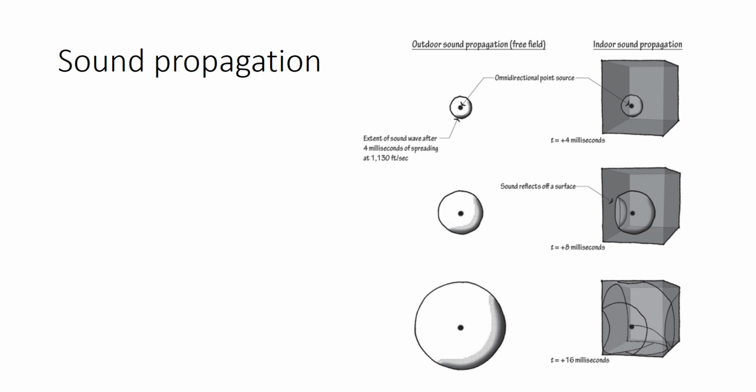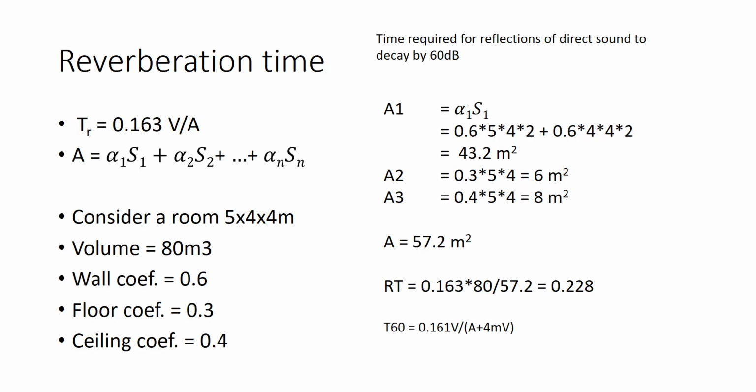Next one is the concept of reverberation time. This is basically to find how much time it will take, depending on the surface and also surface property, to die out only. It's kind of a time component, and you can calculate it using this formula: TR is equal to 0.163 V by A.